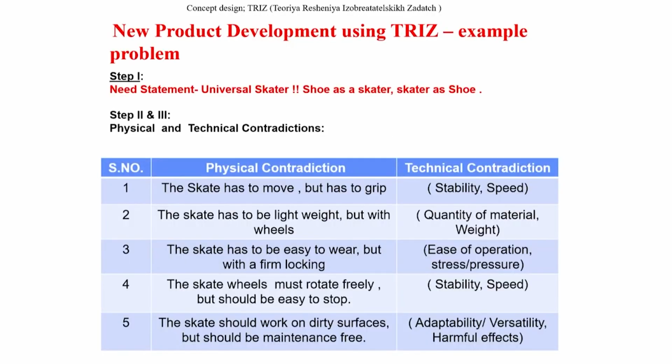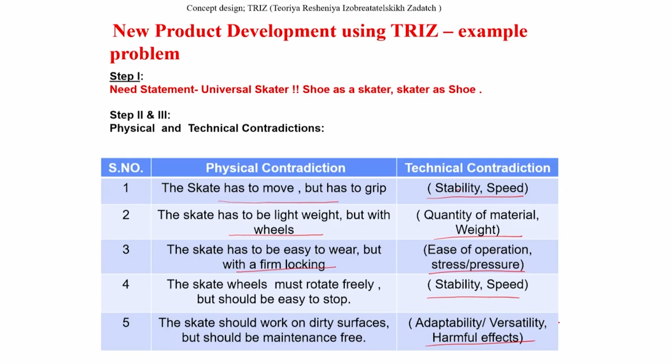Now, another problem that we gave to students is a universal skater, where you can use the shoe as a skater or the skater as a shoe. So, again they first figured out the physical contradictions, the different contradictions that can come, and the corresponding technical contradictions, each one of them. So, they figured out these 5 technical contradictions.